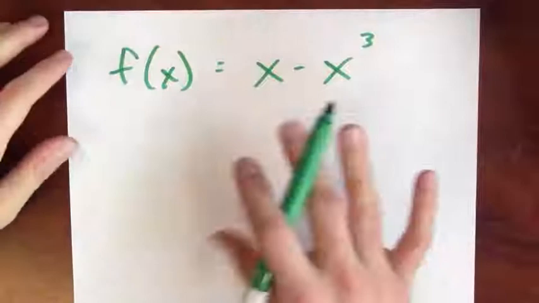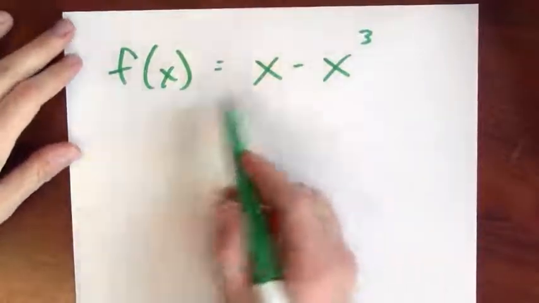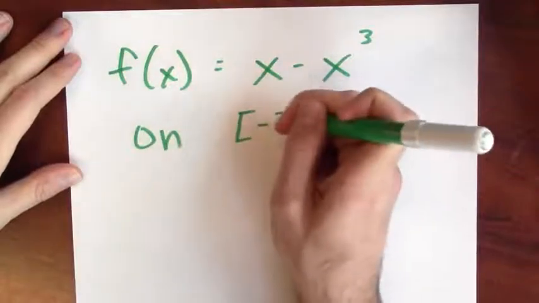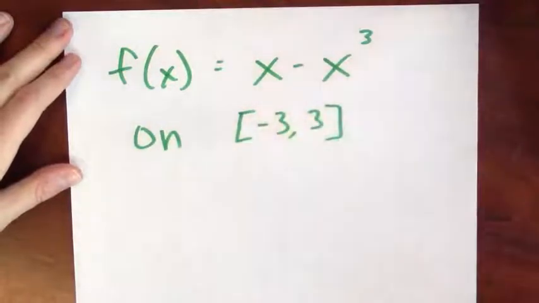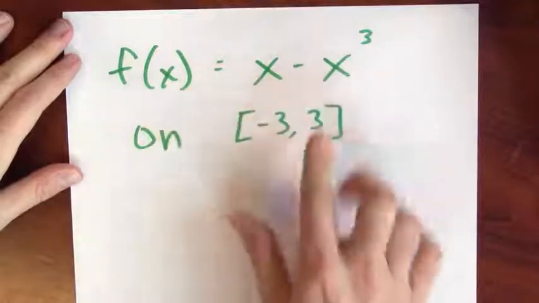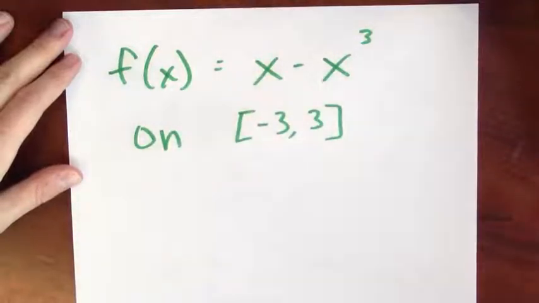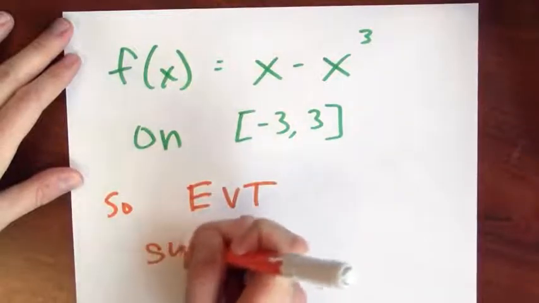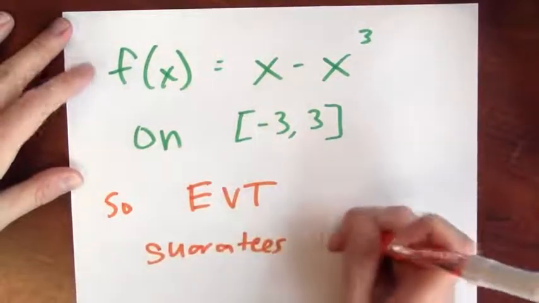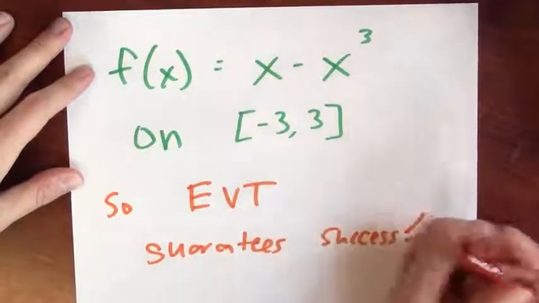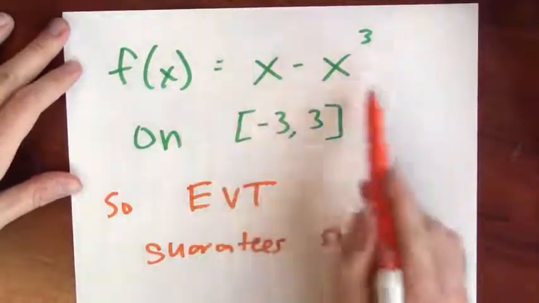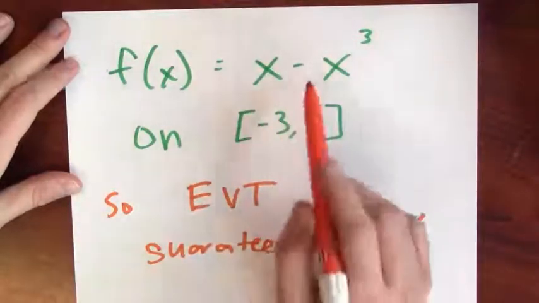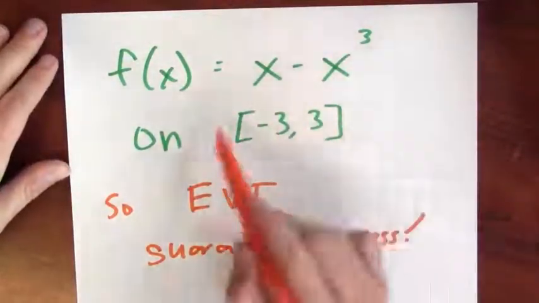True enough, so let's ask a better question. What if I want to maximize and minimize this function on the closed interval from -3 to 3? This is now a continuous function on a closed bounded interval, so the extreme value theorem guarantees that I'll be successful, right? It guarantees that there is some input which minimizes this function's value and some input which maximizes this function's value on this interval.